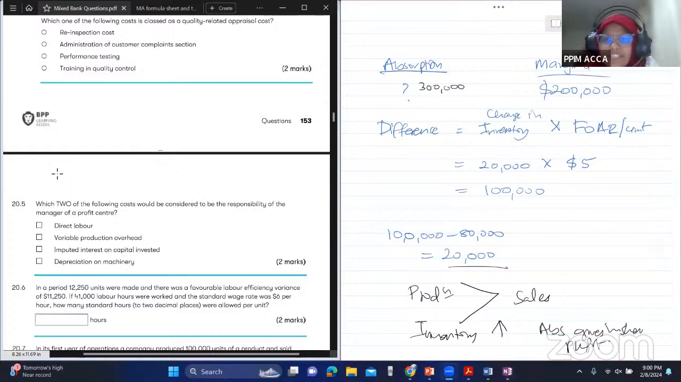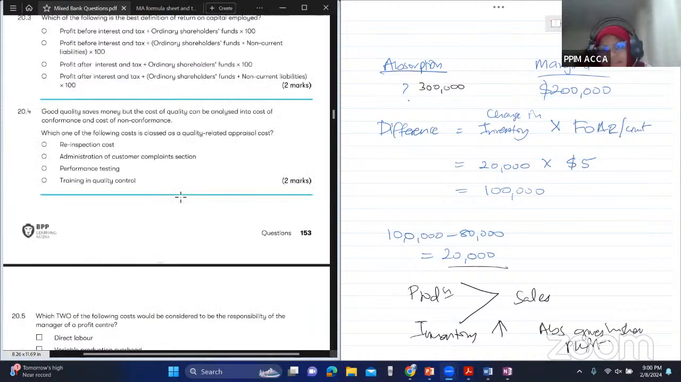How many sections are there in the MA paper? We have 3 sections. One is MCQs, where every question will be 2 marks, and that will be worth 30. Then we have another section called MTQs, where we will have a scenario, and there will be 5 MCQs just talking about the scenario. Let me quickly show you a mock paper.